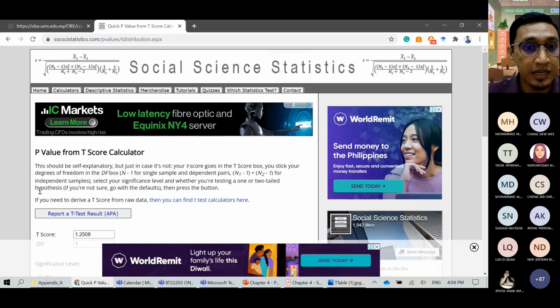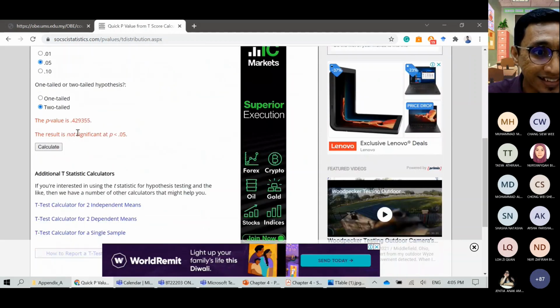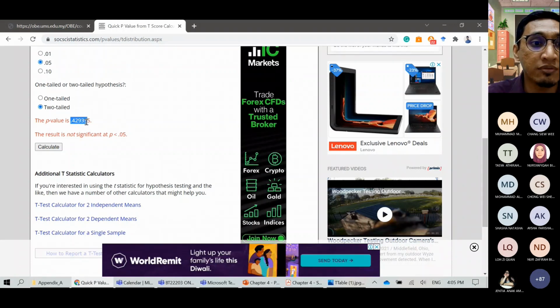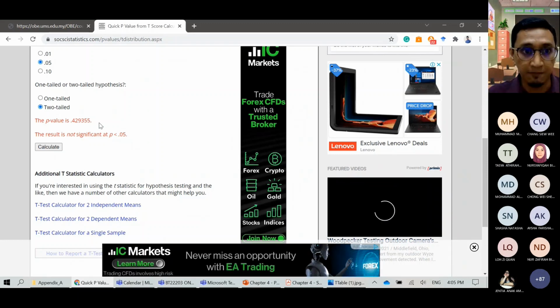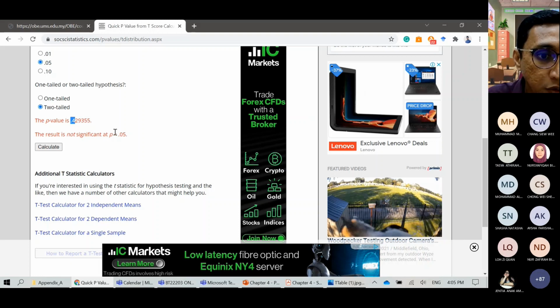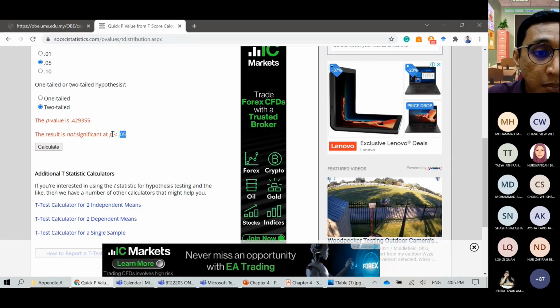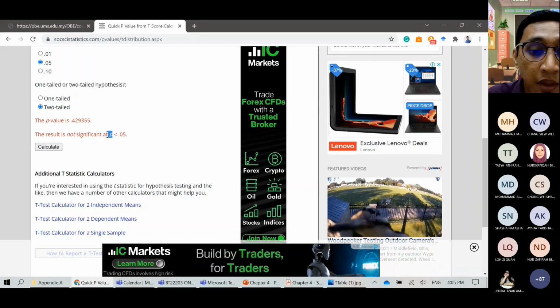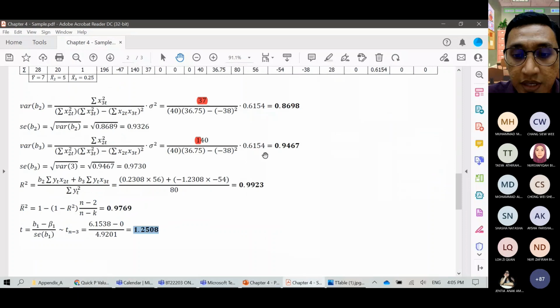If we're using an online calculator, you will get the exact value. In this case, it's 42.9355%, which is quite true, it's between 50% and 20%, but much more accurate. So here, if we're using a 5% significance level, we can say that B1, our intercept, is not significant in explaining the dependent variable y. We do the same for x2.